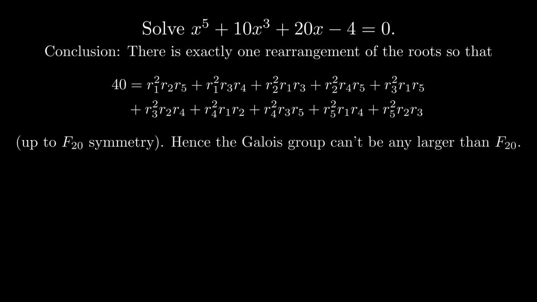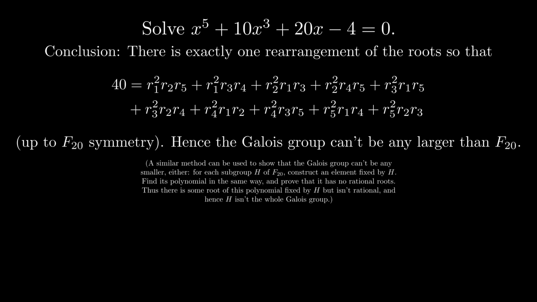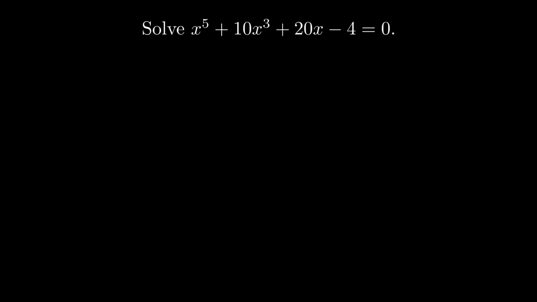But we also conclude that the Galois group can't have anything more than F20 in it, or else the other elements would have also sent 40 to 40, and none of them did. We can also prove the Galois group can't be smaller than F20 by looking at every maximal subgroup of F20 and finding expressions symmetric under those, but not the full F20, doing the same root computation, and learning that that polynomial has no rational roots. I won't do that here, and you'll just have to take my word for it, that the Galois group actually is F20. And now we begin the most tedious part of our journey, step 4.